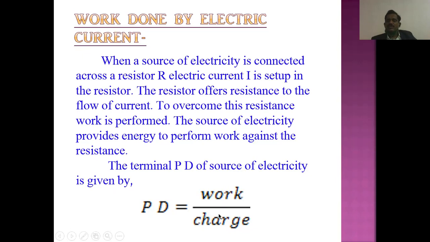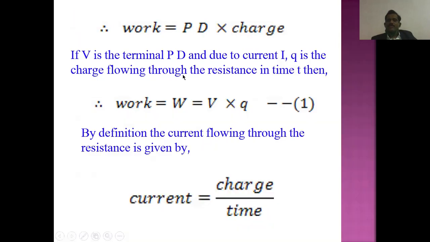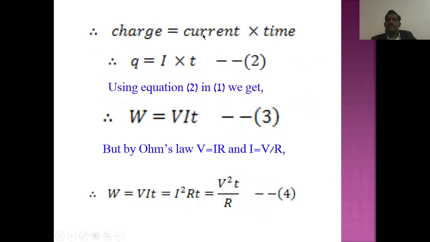This work divided by charge is called the potential difference. So work is equal to potential difference into charge. But what is the charge? Charge means current flowing through the conductor into time. So let W be the work done, V the potential difference, and Q the charge. When the charge is Q and the time is T, we find the current: current is equal to charge upon time. So charge is equal to current into time.